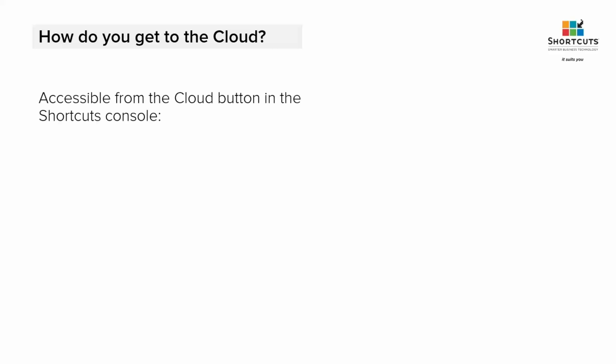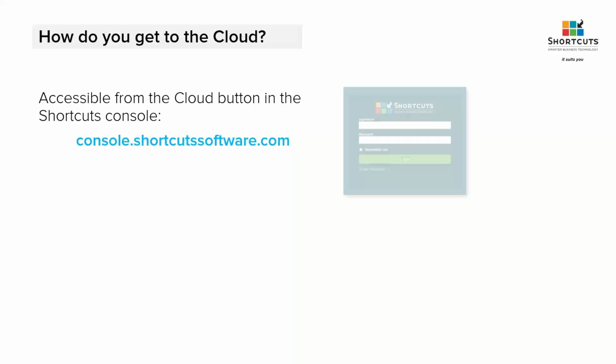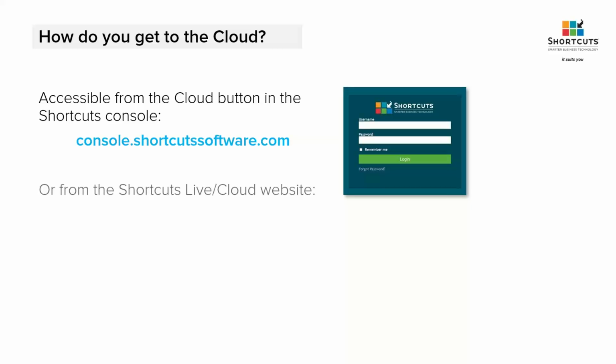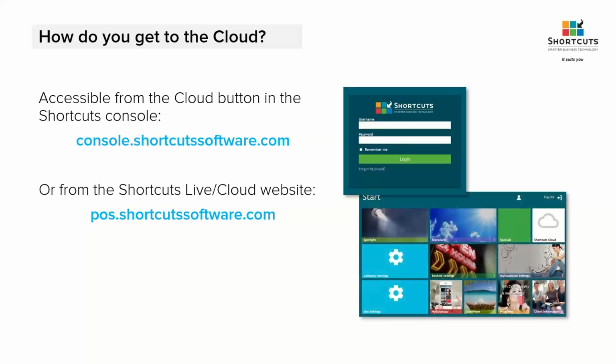So, getting to the cloud. This is a follow-up on what we covered the first time around. You can access the cloud in a couple of ways. If you use the Shortcuts console, this is normally the place where you set up the rules for online booking for your business. This is where you would originally give a staff member an account, for example, or say how many days in advance a customer is allowed to make an online appointment, things like that. On the console, there is a button that says Shortcuts Cloud, and this will take you to the cloud page.